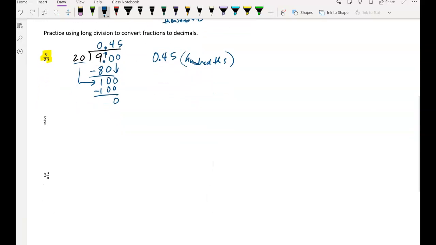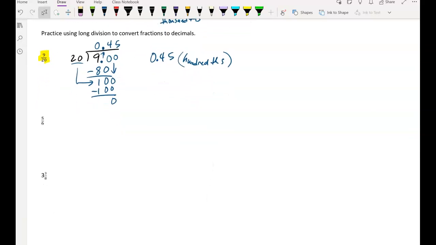Okay. Well, that was so much fun. Let's try another one. We'll highlight this because I want you to write it. 5/6. And of course, we're going to set it up just the same way. 5 is the numerator. It goes inside. 6 is the denominator. It goes outside.